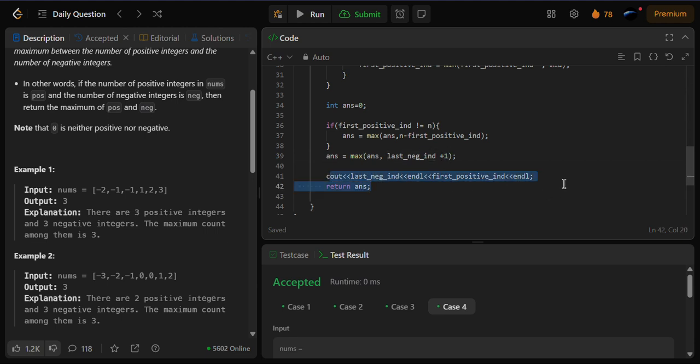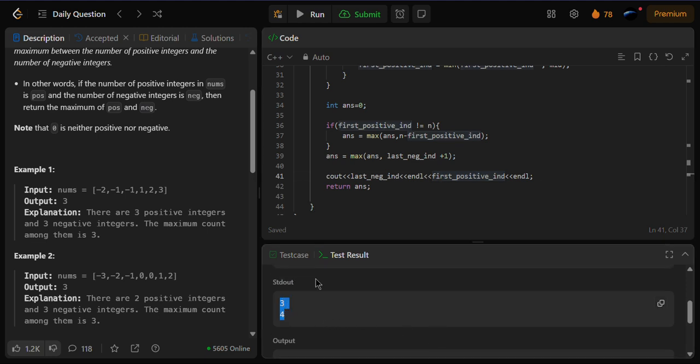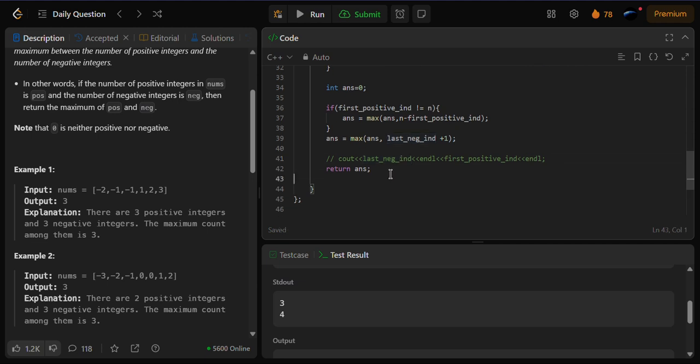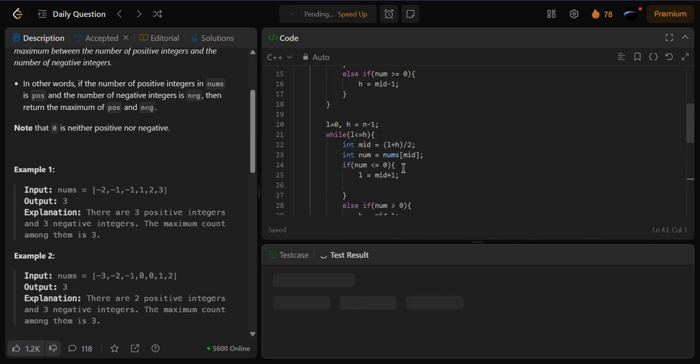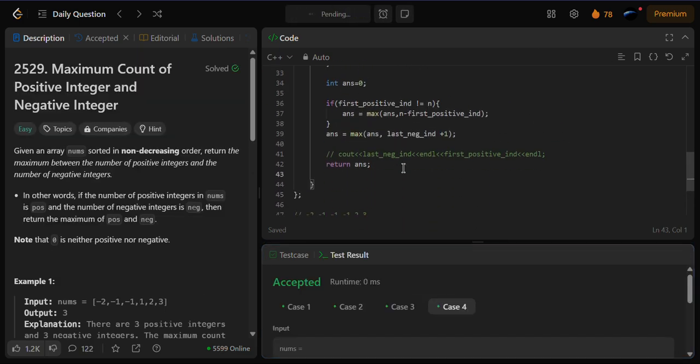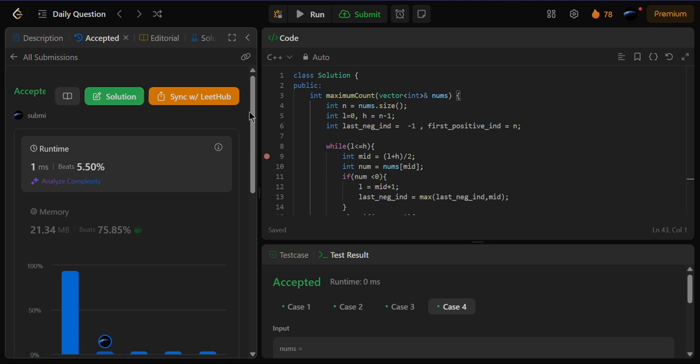I don't need to do this, but I did it so I can find what my last negative indexes and what my last positive indexes are, to check my code. You can comment this out also, and then return my answer. So I had submitted this before. I will show you it works. The algorithm works entirely. And yeah, so this is the code.